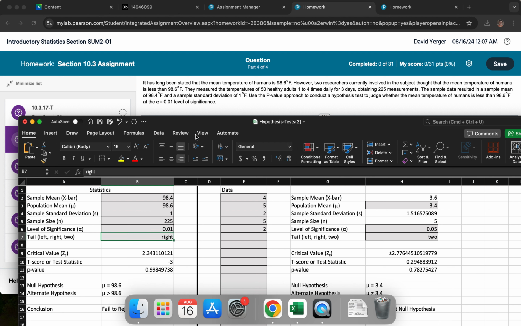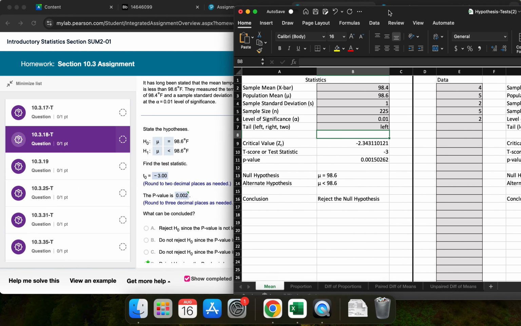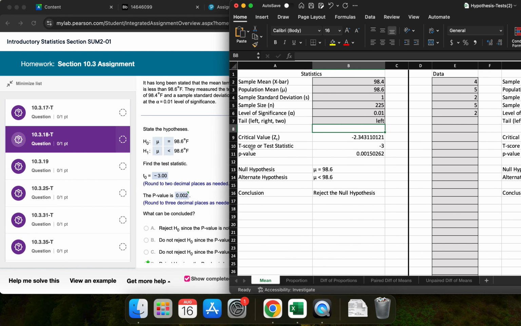The last thing is the direction. They think it's less than, so we'll use a left-tailed test. Okay, now it's giving us some information here. The t-score is the test statistic here. They have named both ways there. So -3 exactly, actually. And the p-value is right here. Gives us 0.0015. We would take it up to 0.002 or 0.2%.